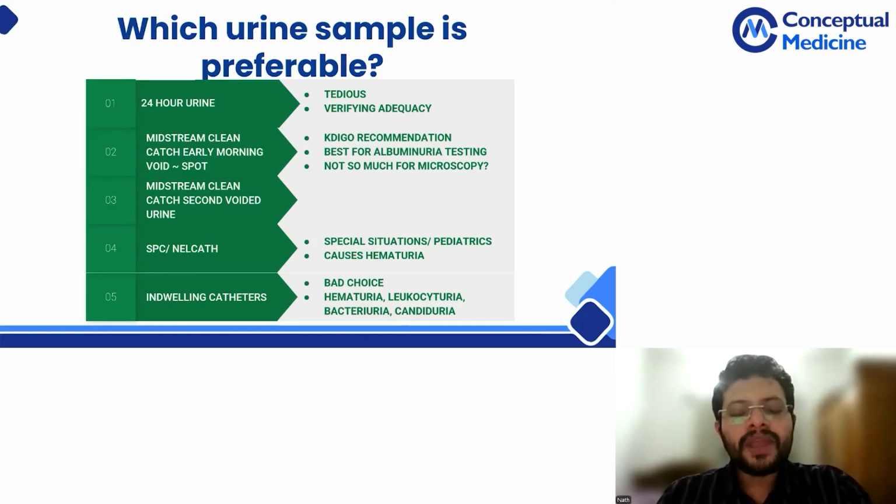And last is your indwelling catheters, which is obviously a bad choice, goes without saying. I don't even have to explain it. There is a lot of contamination that is possible. So you can have hematuria, leukocyturia, bacteriuria, candiduria. You can have fungi in your urine, and you really don't know whether it is because it is an improper sample or it is a true disease.